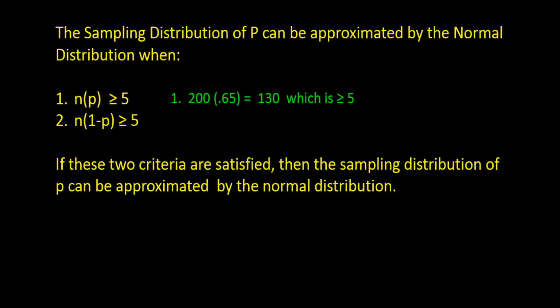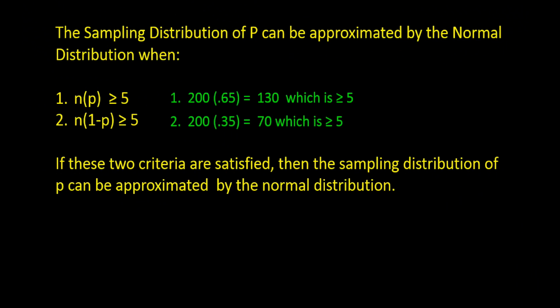For our hot dog example, n is 200 and p is 0.65, so n times p is 130, which satisfies the first criterion that n times p is greater than or equal to 5. Is the second criterion also satisfied? Let's see if n times 1 minus p is greater than or equal to 5. 200 times 0.35 is equal to 70, so the second criterion is also satisfied.